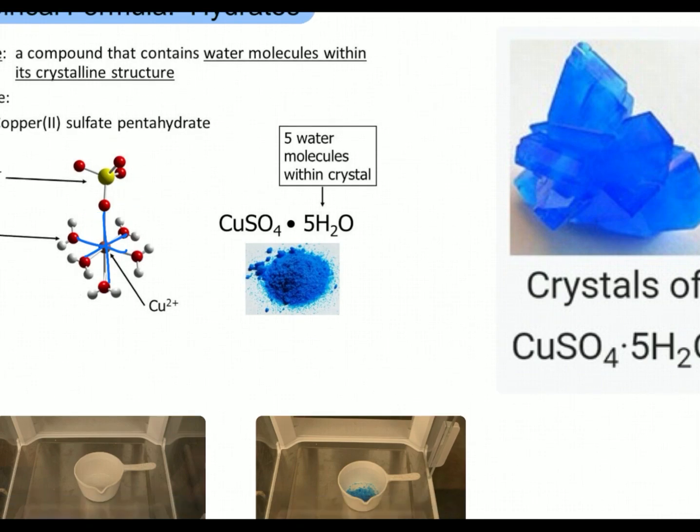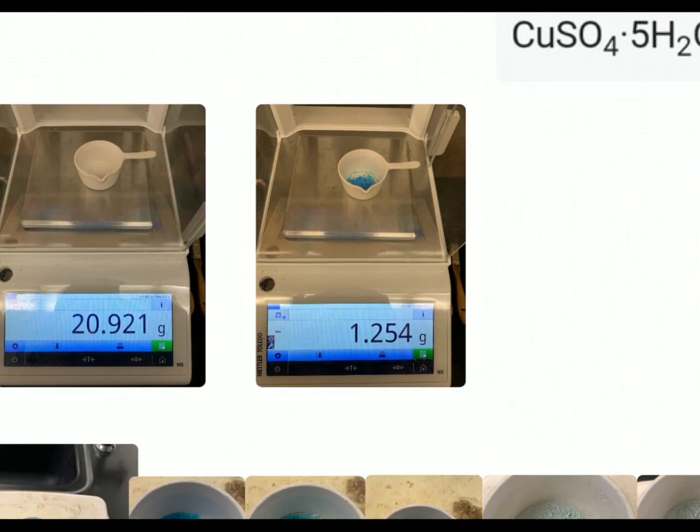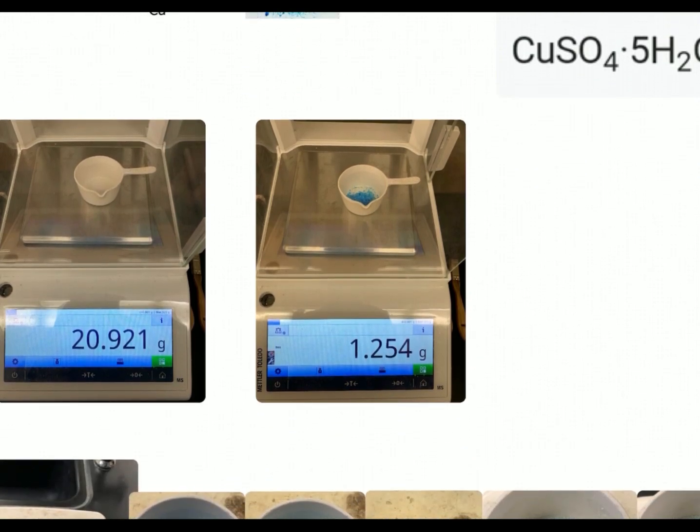So with this sample, I'm telling you up front that I know that for every 1 mole of copper sulfate, we're going to have 5 moles of water. So let's act as if we don't know. Let's collect the data we need, and then let's do the math to confirm that really is a 5.